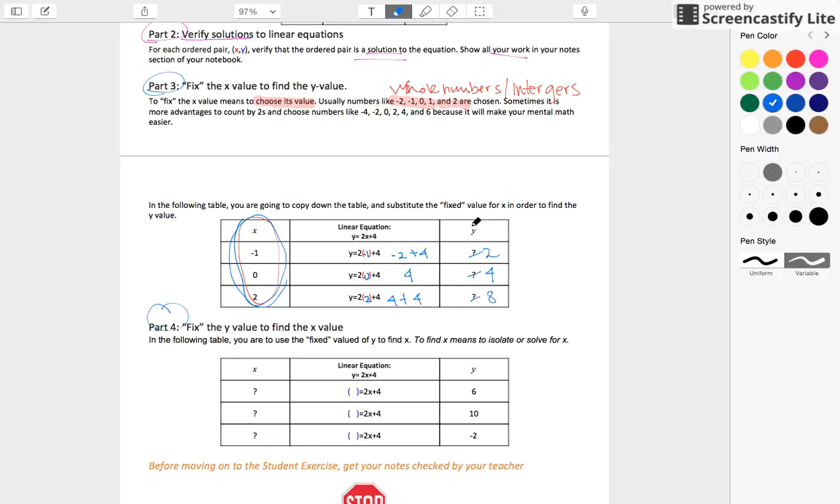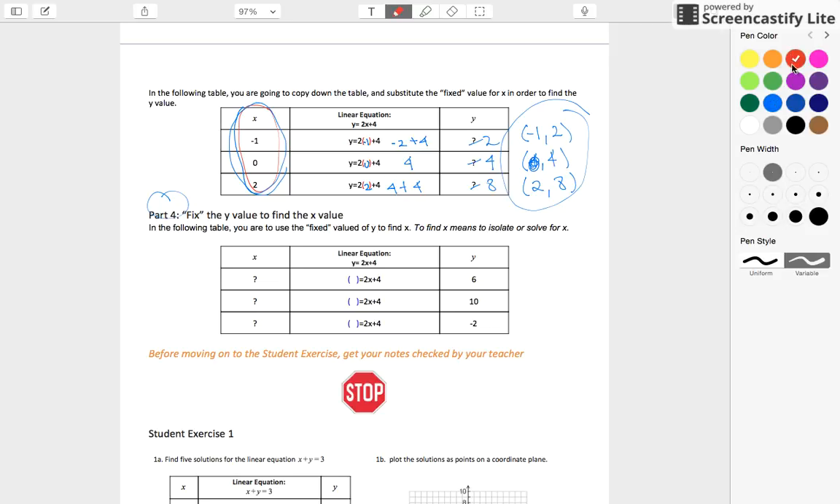So the way you can write these as your solutions, we have 3 solutions. So when x is -1, y is 2. When x is 0, y is 4. And then when x is 2, y is 8. So we have 3 solutions.